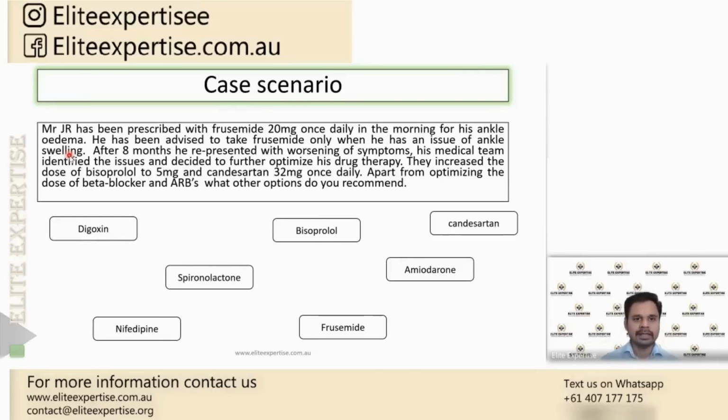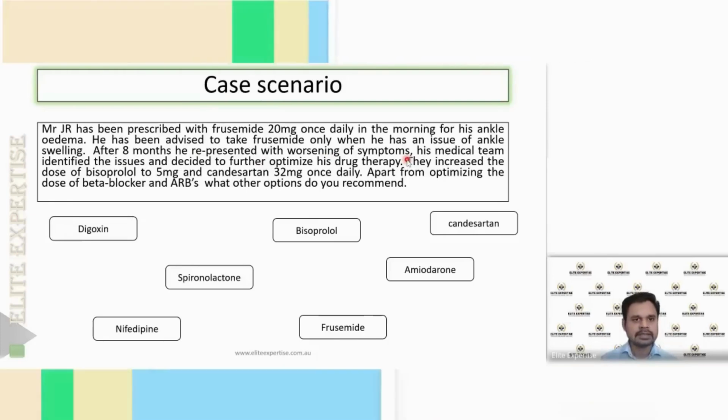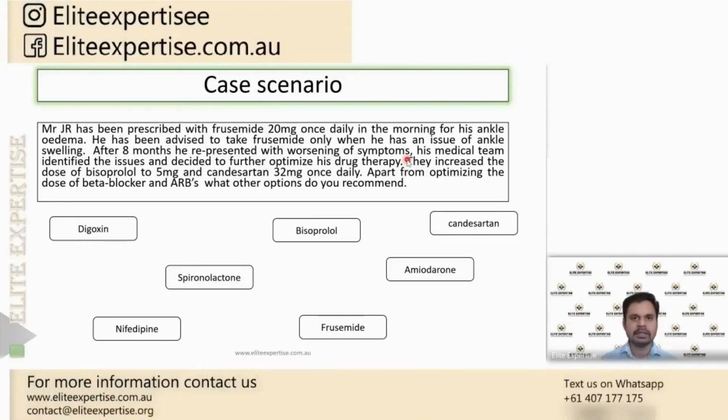And after 8 months, he represented with worsening of symptoms. Initially he is on candesartan and bisoprolol, and is also using the furosemide whenever required. So he's taking the furosemide as well. But after 8 months, he presented to the hospital with worsening of symptoms. So his medical team identified the issues and decided to further optimize his drug therapy. So now we need to add another drug to this patient.